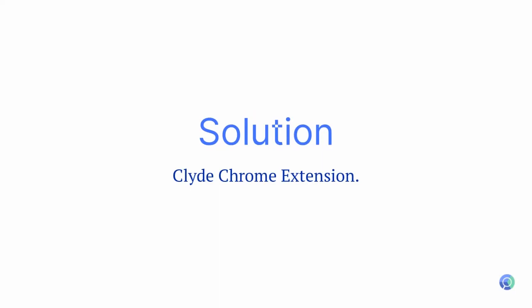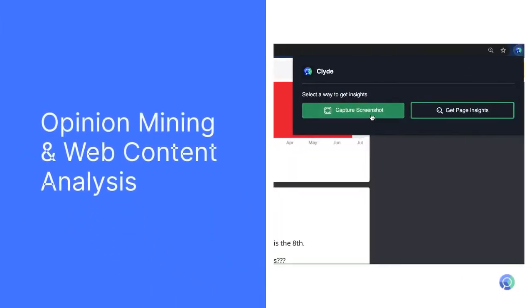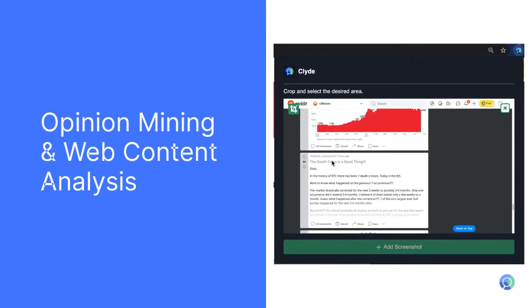Now that we've talked about the three problems that we commonly face while browsing the internet, let us look at how Clyde helps us with all three of these problems. The first feature is opinion mining and web content analysis.